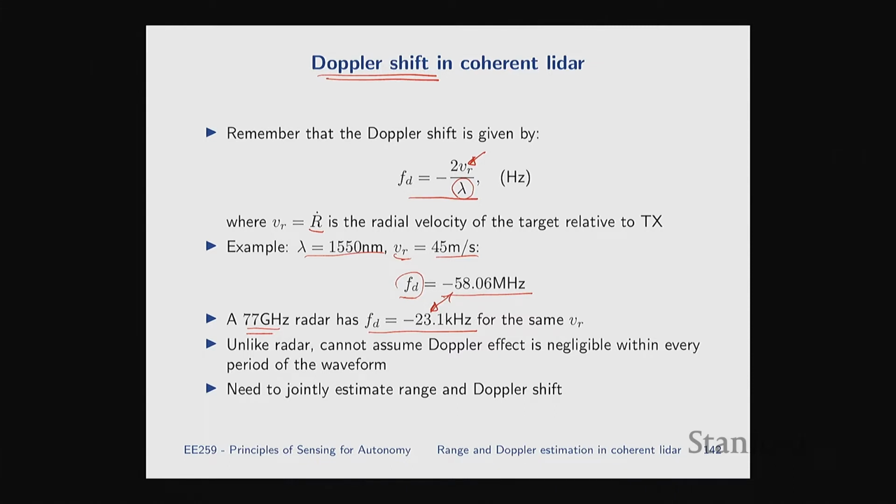Because the Doppler shifts are so much larger for the case of LiDAR, we cannot make the assumption we made for radar. For radar, we assumed that the Doppler effect is negligible within every period of the waveform. For FMCW, for every one chirp that you look at, you can ignore the Doppler shift. You just down-convert it, and the instantaneous frequency you get from one chirp is just proportional to range. And to find Doppler, we looked at multiple chirps within a longer time period, which we called a frame. So that's what we did for radar.